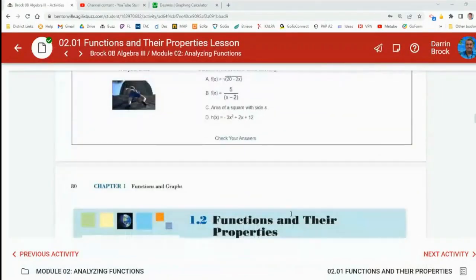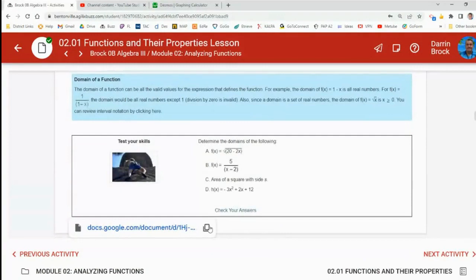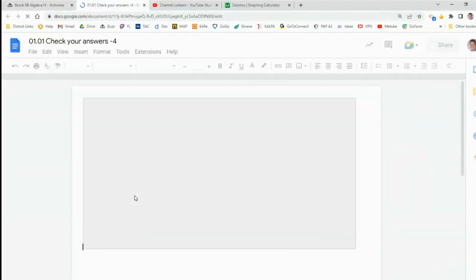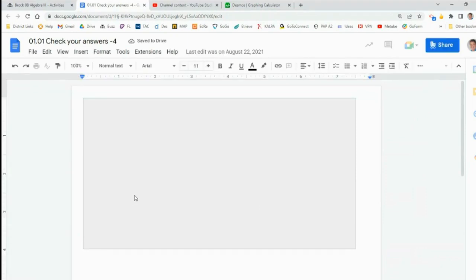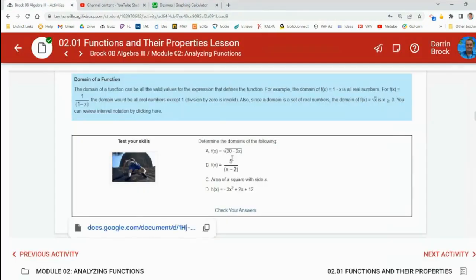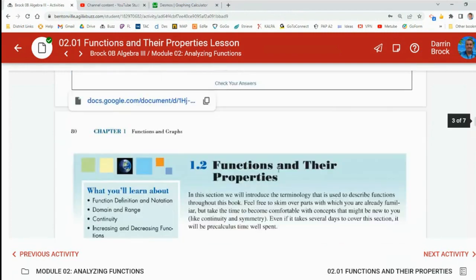All right. And you can do that here. When we click check your answers, it'll give you the answer here. There it pulls up. There you go. X less than or equal to 10. Because we just calculated x less than or equal to 10 as our domain. That was for that one. All right, let's move down.